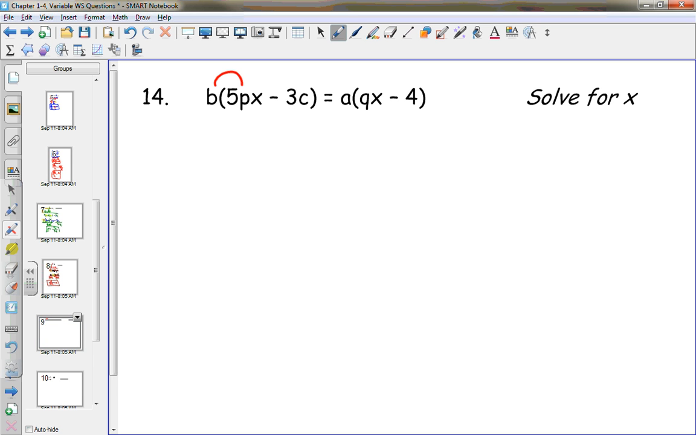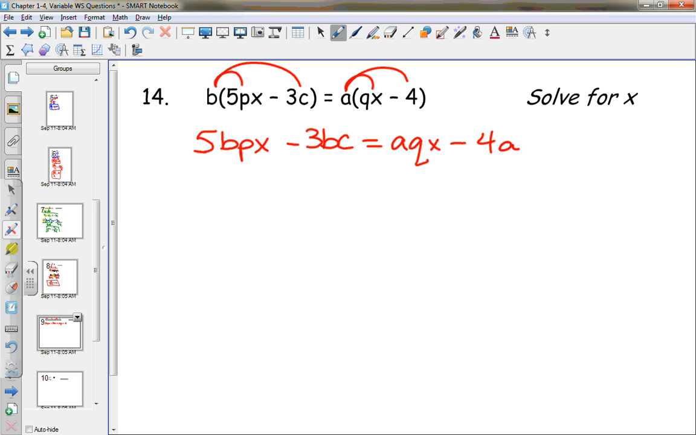So what am I going to do? Distribute. So I'm going to have b times 5px. So that's 5bpx. And then minus 3bc. Do you see all I did was distribute? Yay or nay? Okay? Now, go to the next side. Distribute. aqx minus 4a. Does it look a little bit easier now? Now, it's nasty because you have a whole bunch of letters there. But generally speaking, does it look a little bit easier?